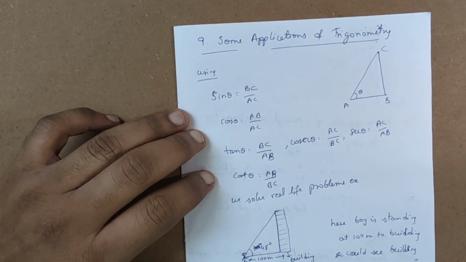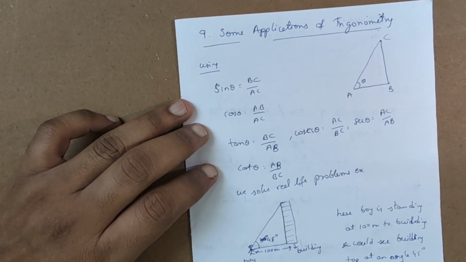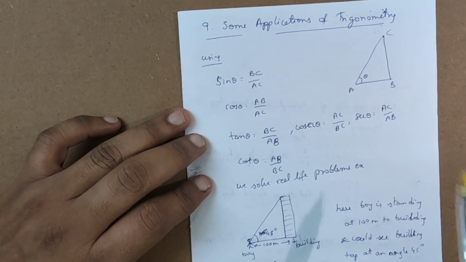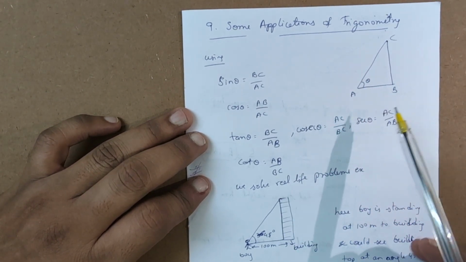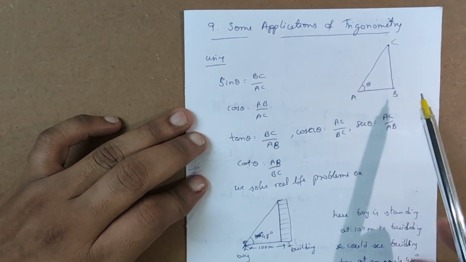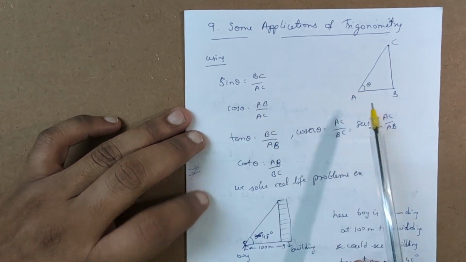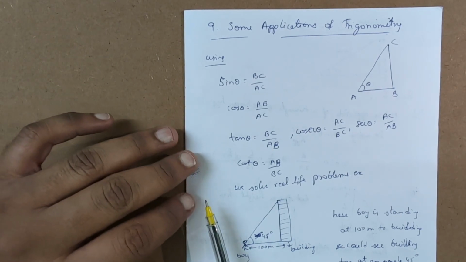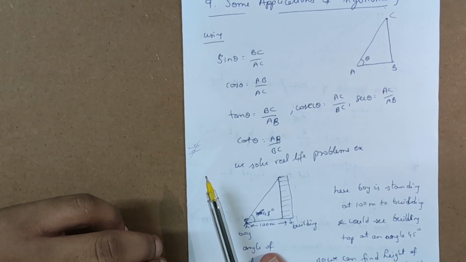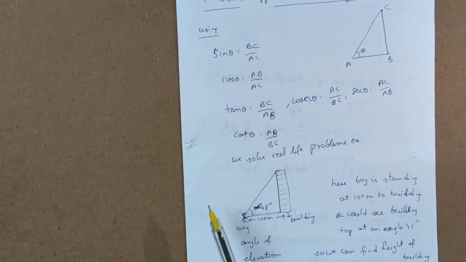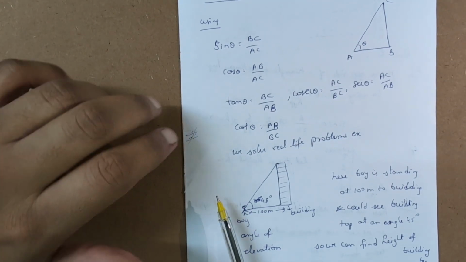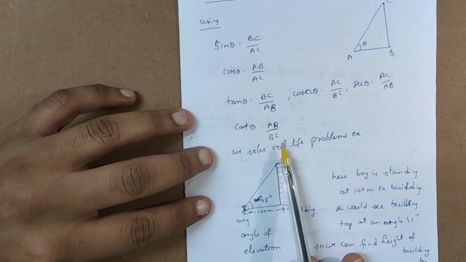So let me recall with respect to the 8th chapter, where you learned all the trigonometric ratios. Just revising it again. Suppose this is a right angle triangle, and this is angle theta. Then sin theta equals opposite side by hypotenuse, that is BC by AC. Cos theta is adjacent by hypotenuse, AB by AC. Tan theta is opposite by adjacent. Cosecant theta is 1 by sine, secant is 1 by cos, whereas cot is 1 by tan, or simply adjacent side by opposite side.